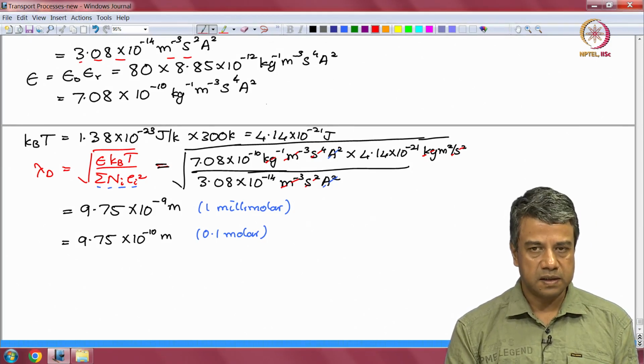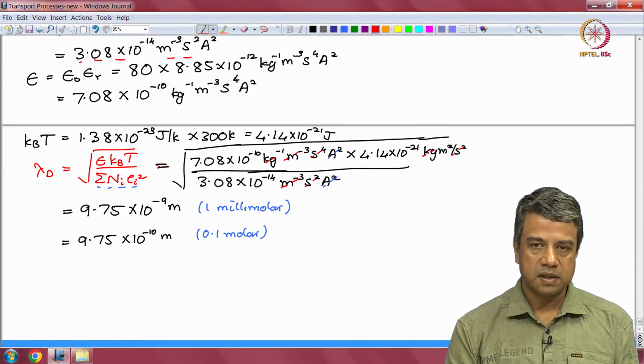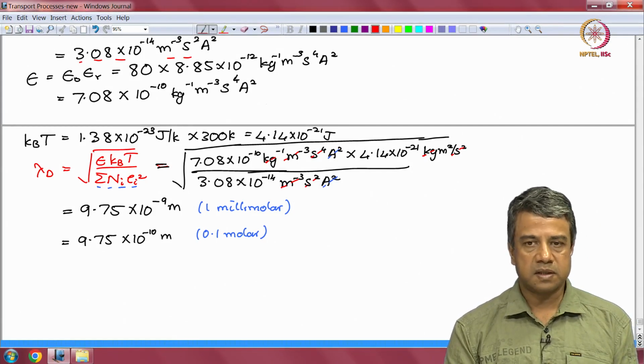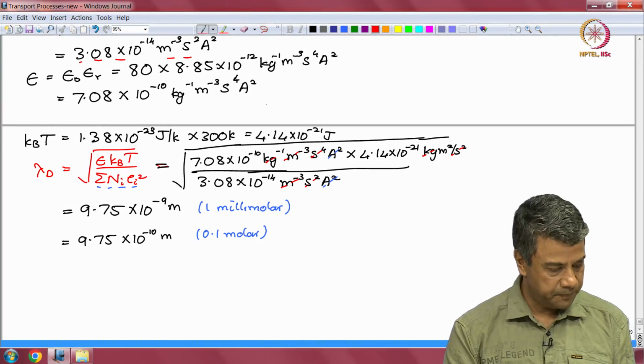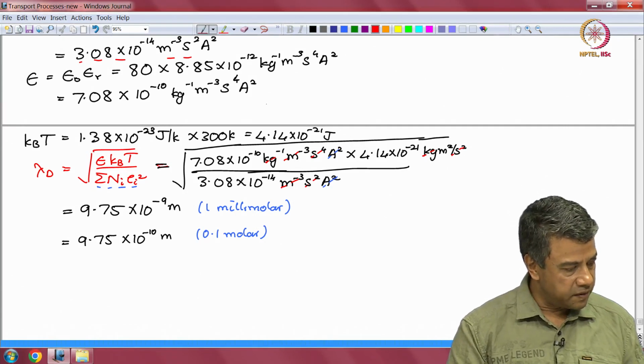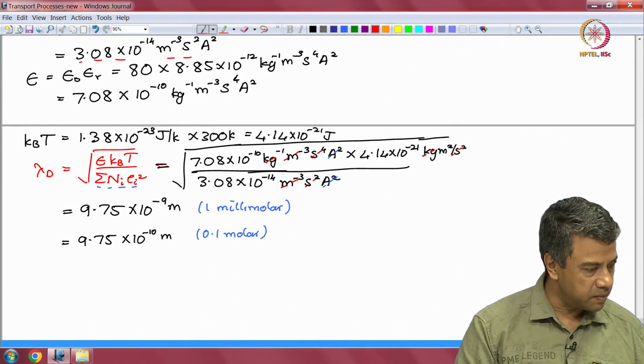So, this is the rough length scale, and this implies that in most situations the Debye layer thickness will be much smaller than the channel height, for electrokinetic flows. I should note that this is a very simplified picture. In real situations, you have a more complicated configuration.